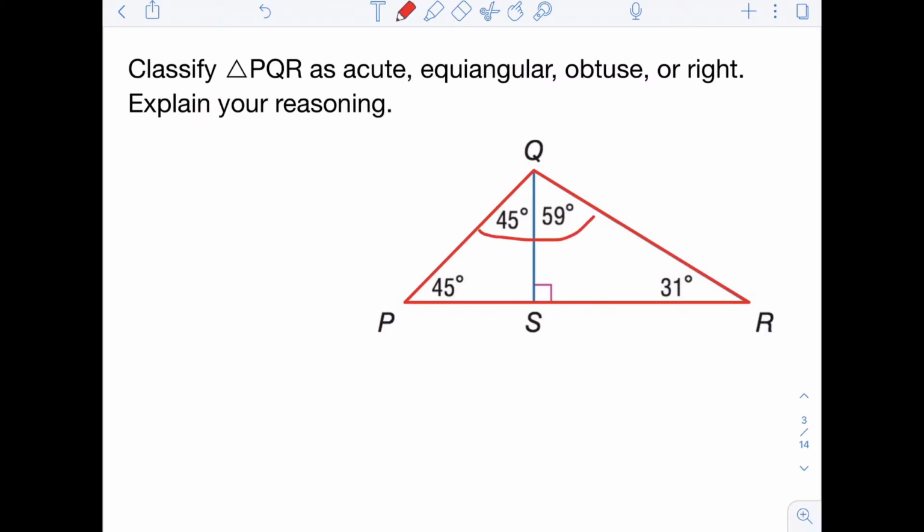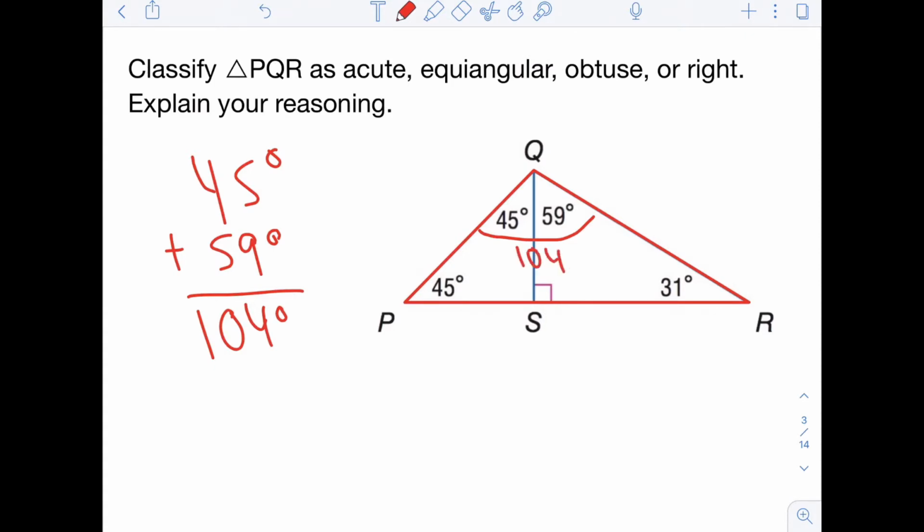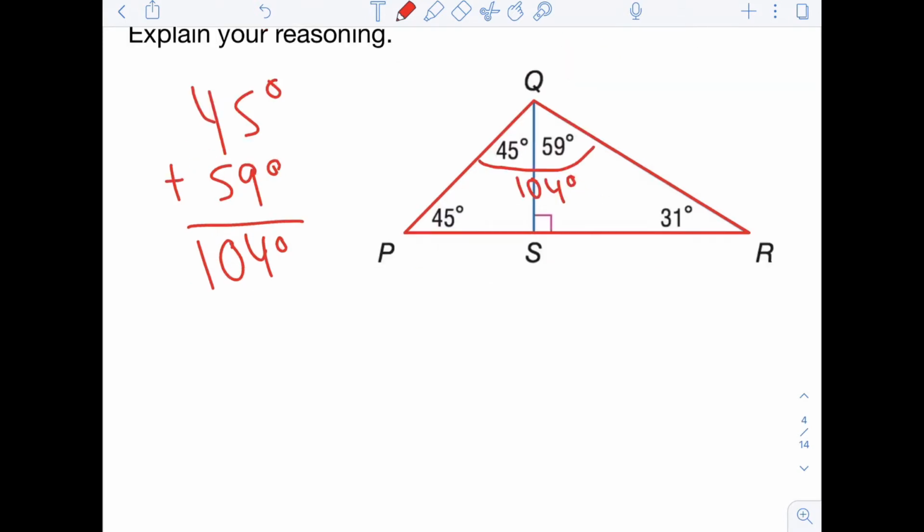Let's find the measure of that angle. The measure of that angle is going to be 45 degrees plus 59 degrees, so that equals 104 degrees. That angle right there is one huge 104-degree angle, and that's an obtuse angle. Since triangle PQR has one obtuse angle, that means it's an obtuse triangle. So now let's do another example.